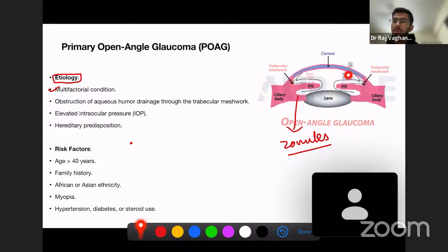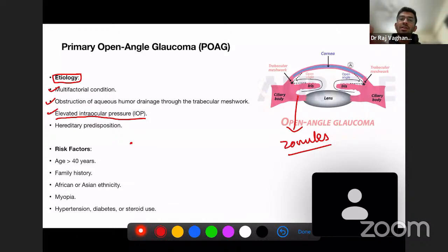And if the aqueous humor gets continuously filled up, what will happen? The pressure in this compartment will increase, and that will result in an increase in IOP. The third point, just see the third point over here: elevated IOP. Intraocular pressure will increase. So that results in primary open angle glaucoma.